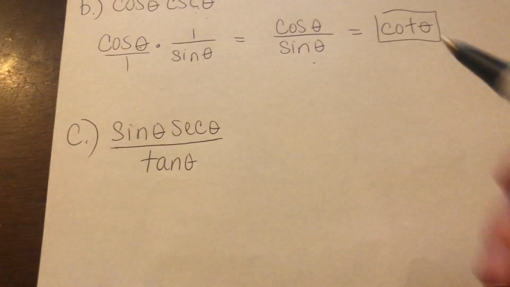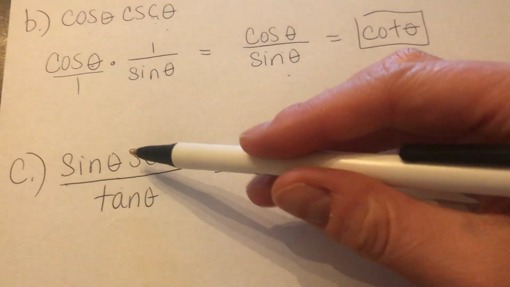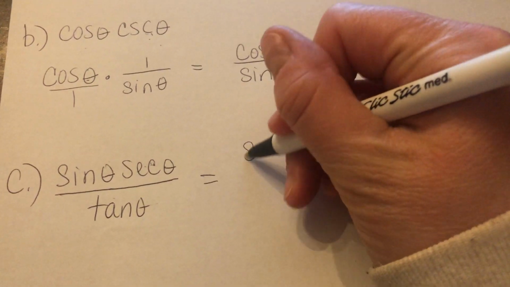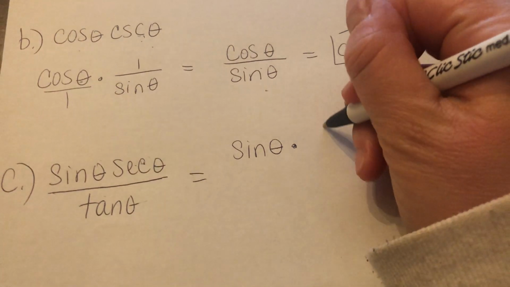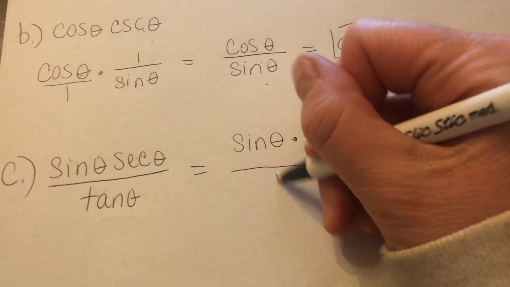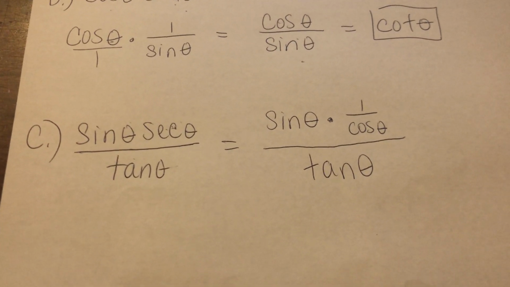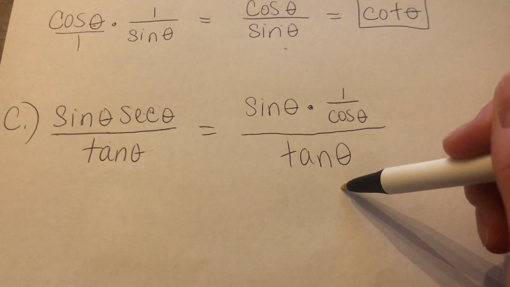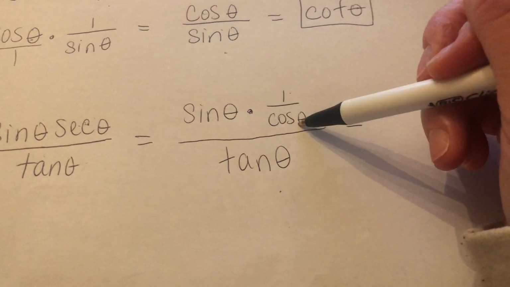Okay, next one. Sine theta times secant theta over tangent theta. So, what should I do here? Let's see. Why don't I change this secant? I'm going to do sine theta times secant, and I'm going to rewrite secant as 1 over cosine theta, over tangent theta, right? If you wanted to rewrite this as sine over cosine, you could, but I don't think we need to do that. Let's see. So here I have sine theta times 1 over cosine theta, right?